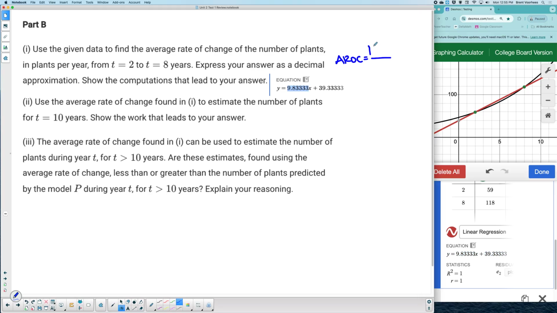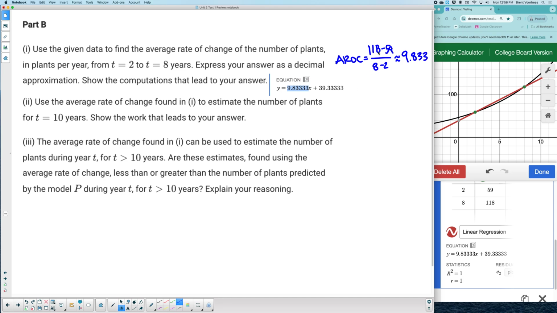118, so it's 118 minus 59 over my 8 minus 2. Now that we can type in the calculator, that shows our work. We should get this value right there. We should get 9.833. That's what we should get.